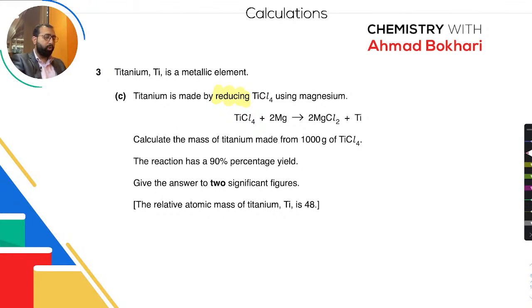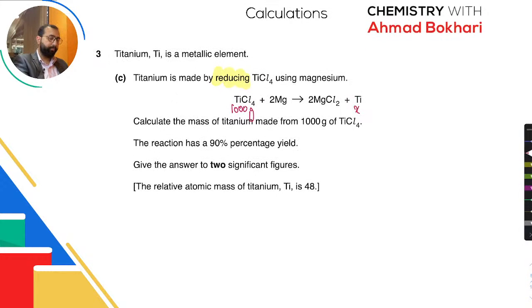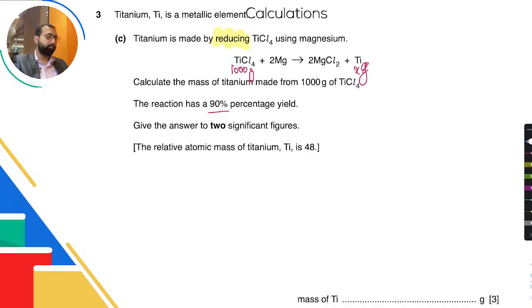Let's see. We want to figure out the mass of titanium made from 1000 grams of TiCl4. I have 1000 grams of this and I want to find the mass of titanium. They're both masses, so it's going to be a pretty straightforward question. But it says it has a 90% yield. Okay, so we will use the yield at the end. Use purity in the beginning, yield at the end.